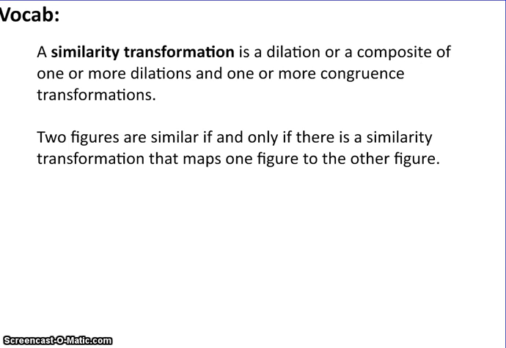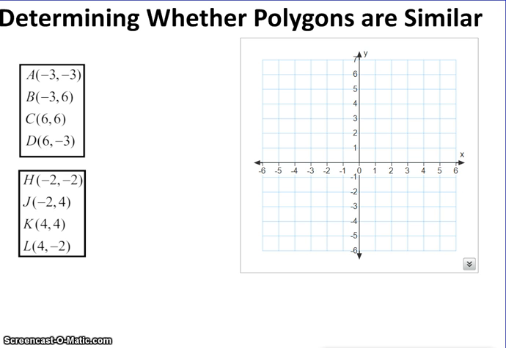So a similarity transformation is any sort of transformation that occurs, but it has to include a dilation. So I can rotate and then dilate, I can reflect then dilate. As long as I have a dilation somewhere in the transformation, it is considered a similarity transformation. It is not congruent. Remember that dilations do not make congruent figures. So two figures are similar if and only if there is a similarity transformation that maps one to the other. So we are going to use this information to determine if two figures are similar.